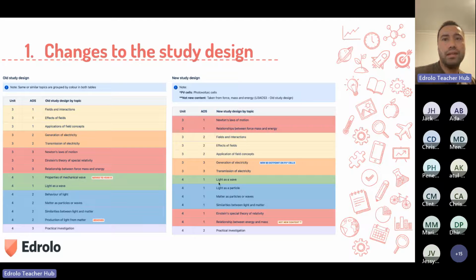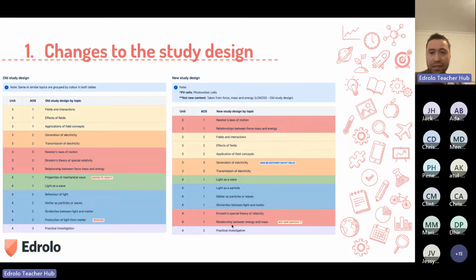So the big deal here is that because they've moved that to year 11, we are including a chapter here, which is basically a recap of properties of mechanical waves from year 11, just to refresh students' memories before they get into light as a wave. Light as a particle, matter as particles and waves has not changed. And the similarities between light and matter has not changed. And once again, we finished with the practical investigation.